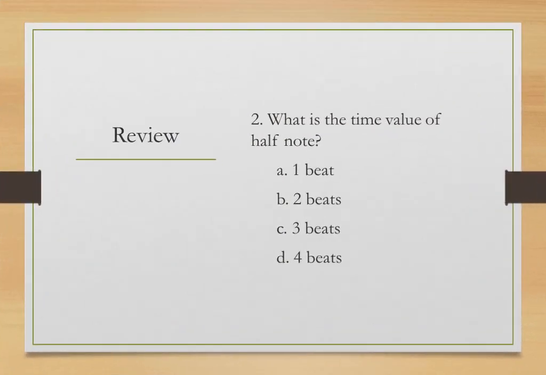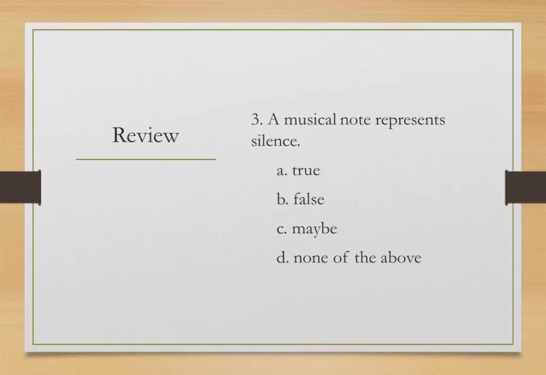Question number 2. What is the time value of half note? A, 1 bit, B, 2 bits, C, 3 bits, or D, 4 bits? You got it right. The answer is letter B, 2 bits. Question number 3. A musical note represents silence. A, true, B, false, C, maybe, or D, none of the above? The answer is letter B, false. Why? Because a note represents sound.